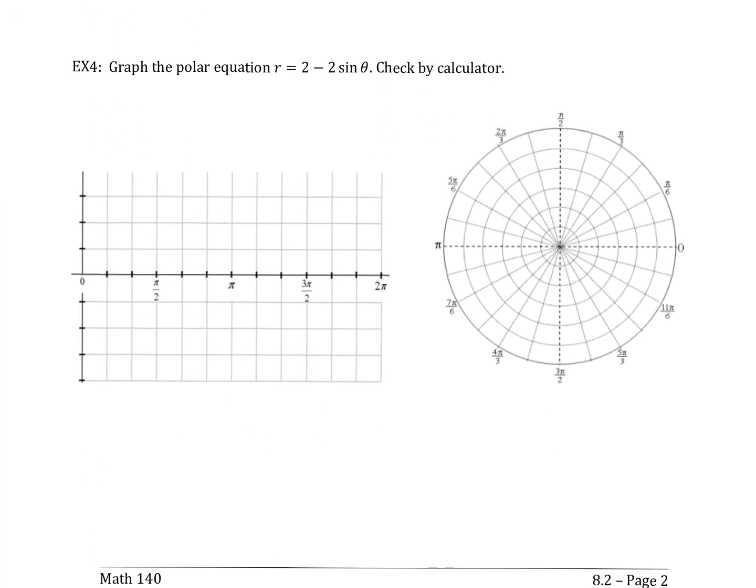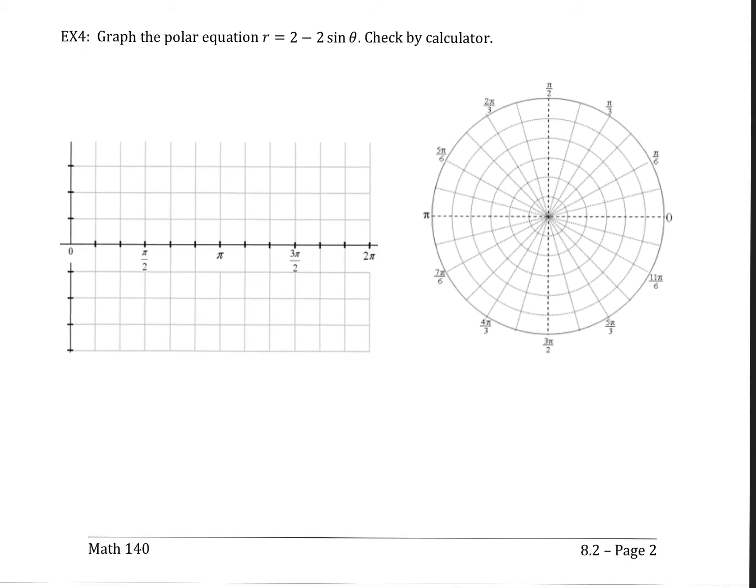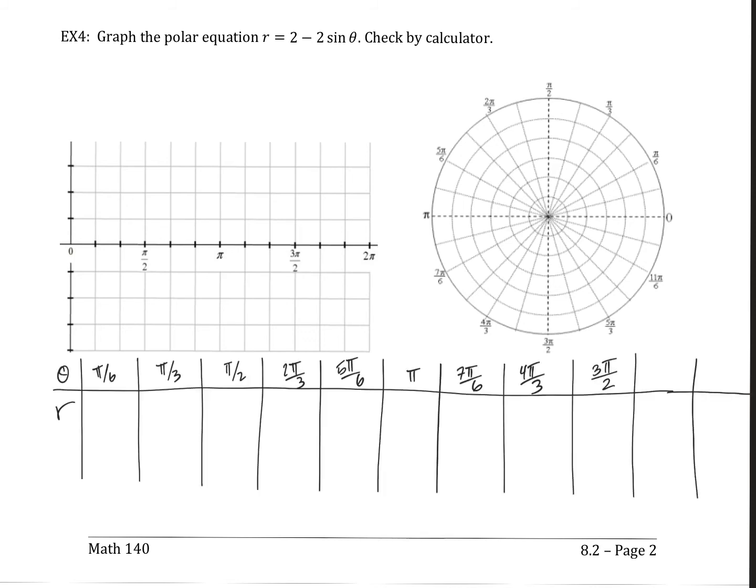Alright, example 4. Graph the polar equation r equals 2 minus 2 sine of theta and check by calculator. Alright, so let's see. We'll go ahead and start with our table. Let me change the color to black. We'll get theta and then our r values. Alright, so I went ahead and put in some values for theta that we're going to use, and we may use all of them or we may not. It depends on if the pattern starts repeating itself. So let's take a look.